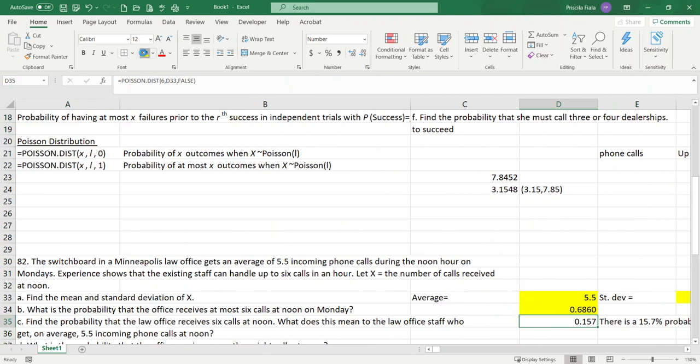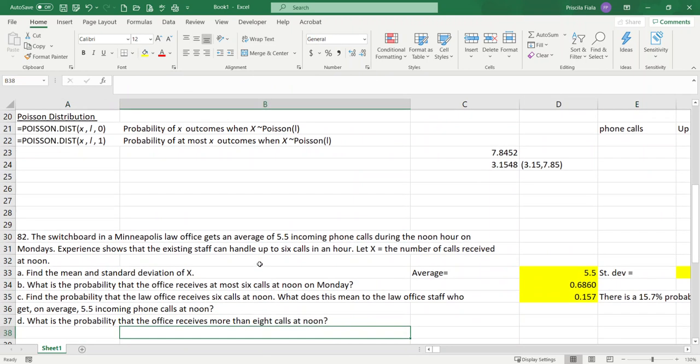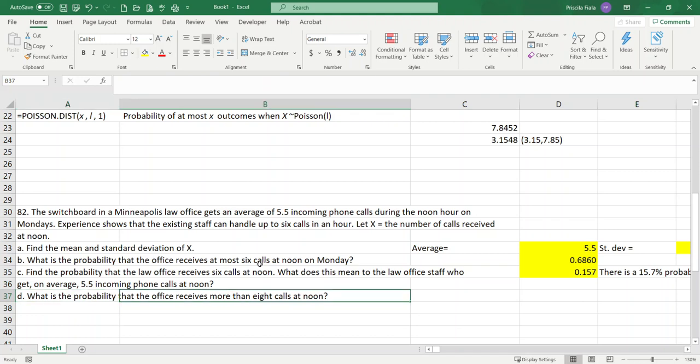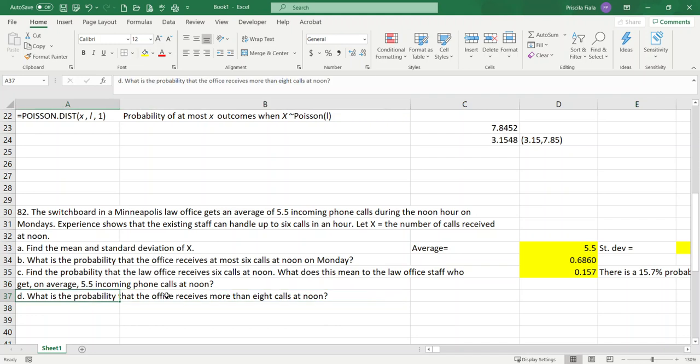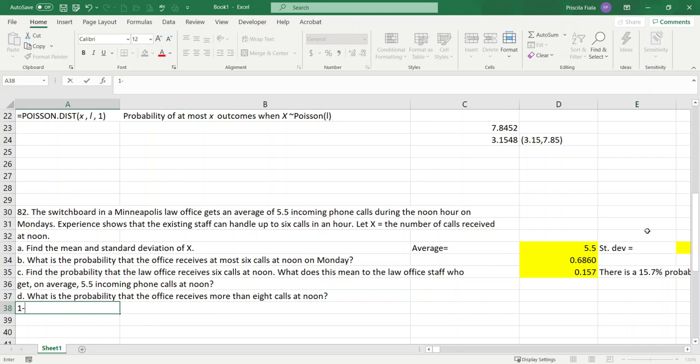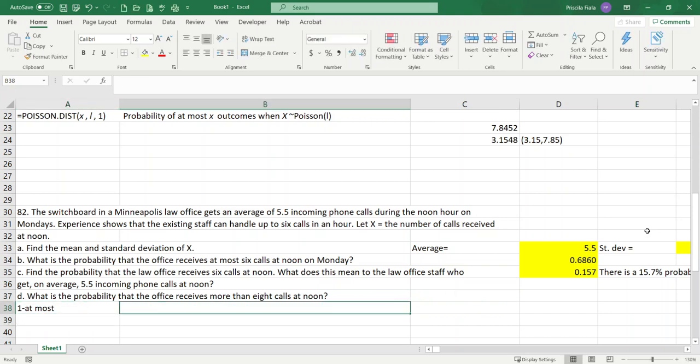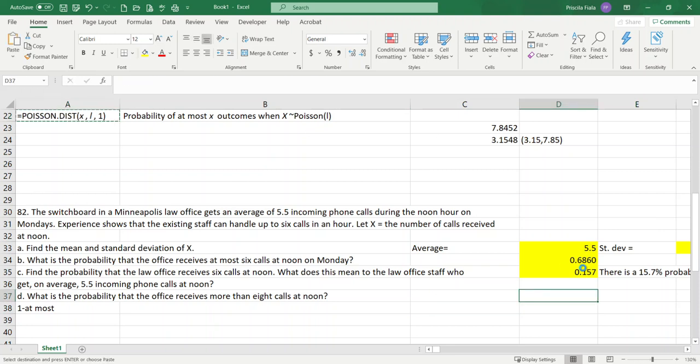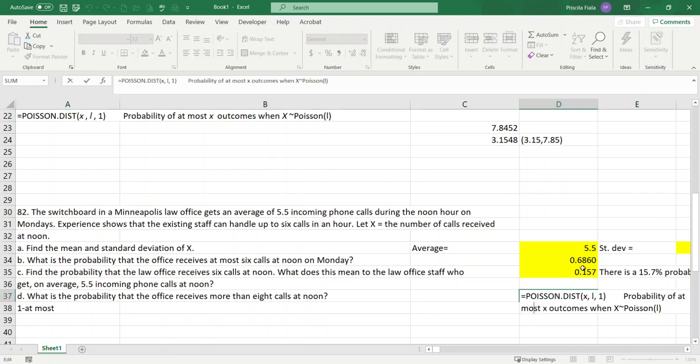And then lastly, what is the probability that the office receives more than 8 calls at noon? The easiest way to think of that, more than 8, instead of, you're going to have to calculate 8 to infinity. So what about we do 1 minus the at most, right? So we're doing 1 minus at most. So let's go ahead and use this formula right here.